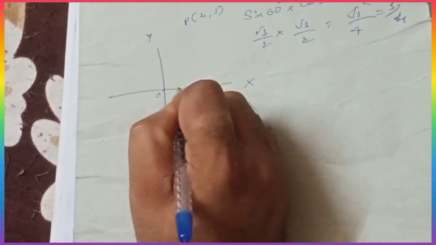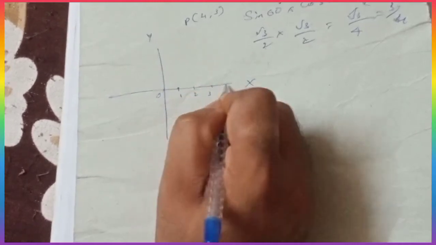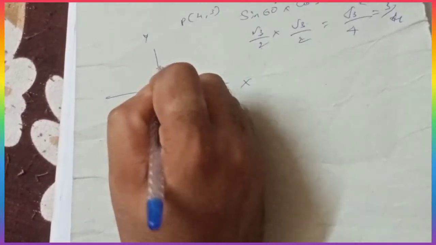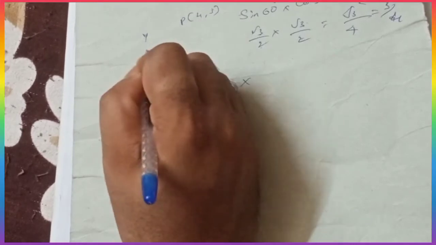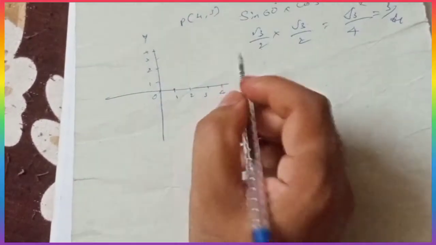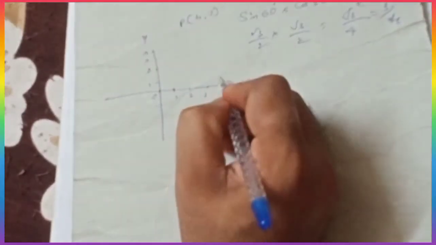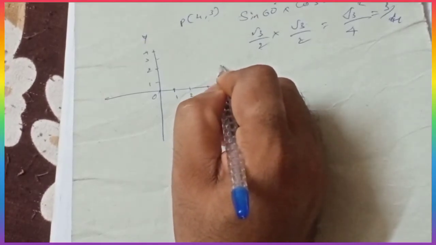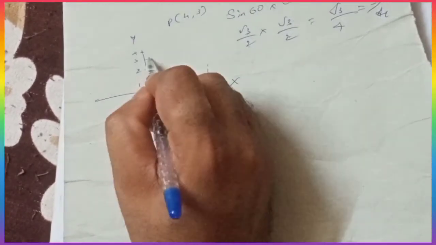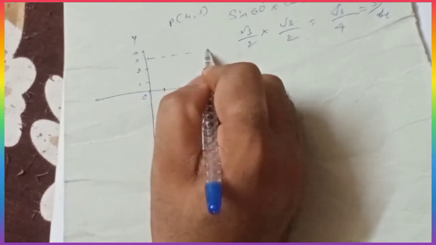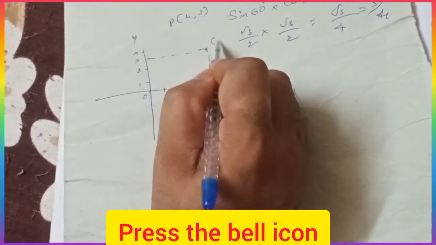This is the origin 0. So we will give the points 1, 2, 3, 4. Here y is 1, 2, 3, 4. Fine. So this point comes where in x-axis we need to go from 4. From y-axis we need to come from 3. The point of intersection of these two points is (4,3).